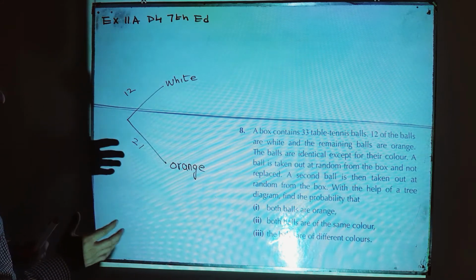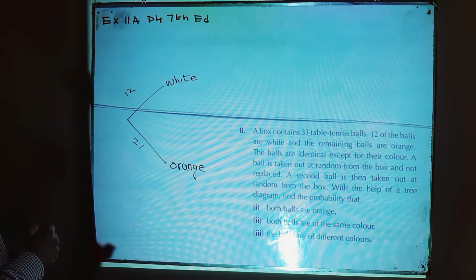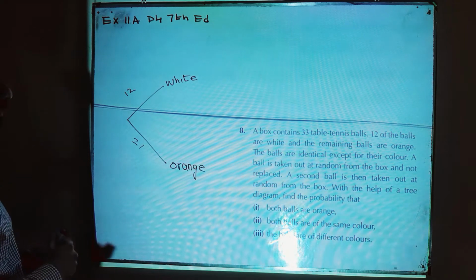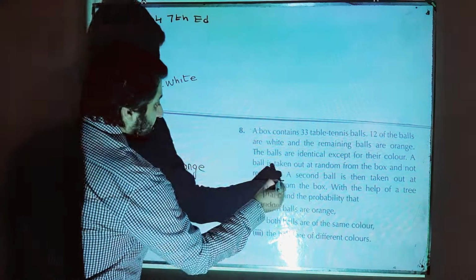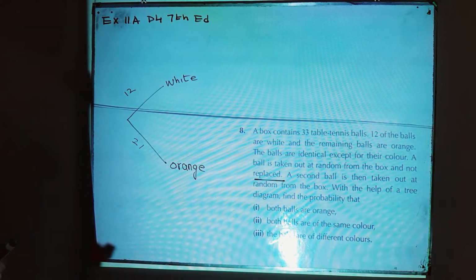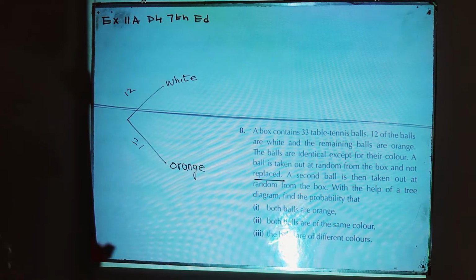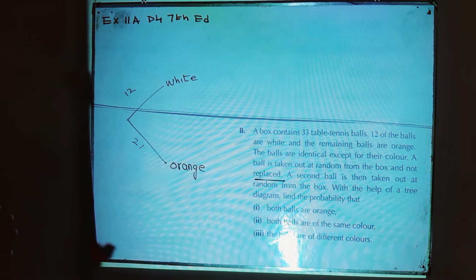Now the balls are identical except for their color. A ball is taken at random from the box and not replaced. A second ball is then taken out at random from the box. With the help of a tree diagram, find the probability that both balls are orange.